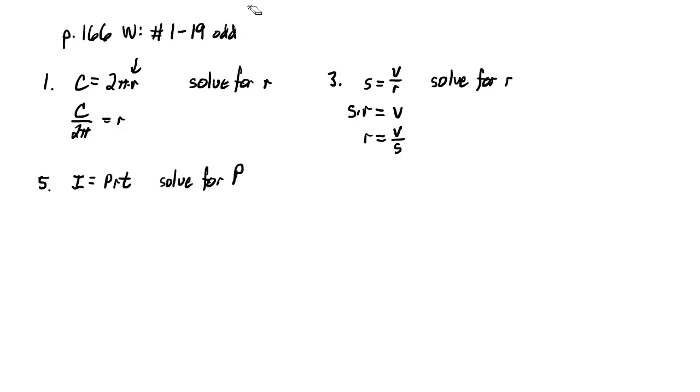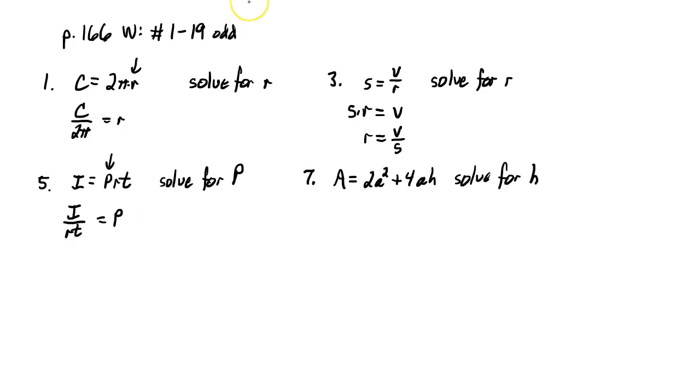Number 5. The interest on an investment is equal to the principal times the rate times the time that the money is invested for. Solve for the principal. We want to solve for capital P. So find the capital P. Here it is. What's next to the capital P? The R and the T. And the R and the T have been multiplied to the P. What is the inverse of multiplying by RT? That would be dividing by RT. So we make the decision to divide both sides by RT. We get I divided by RT is equal to the capital P.